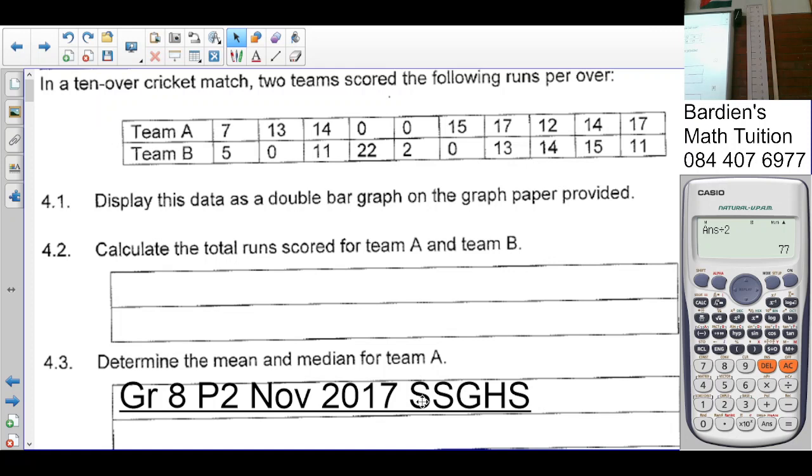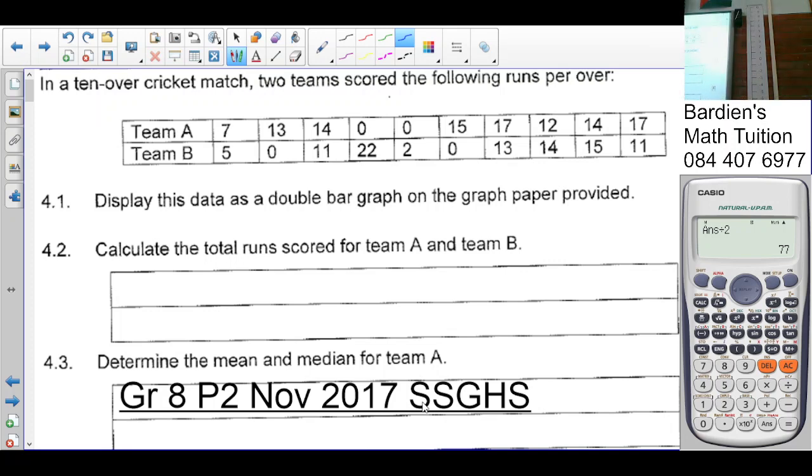Display this data as a double bar graph on the graph paper provided. Okay, so a double bar graph. Did we do this already, sets? No. Okay, so I'm going to explain this, but I know most of you won't understand. But if you do, it's fine. Have you done stats in grade 7 last time? Yes. Okay, that you should understand.